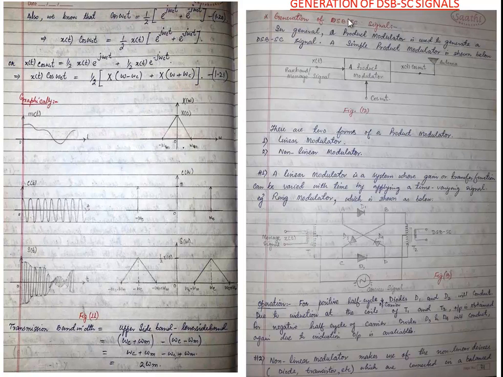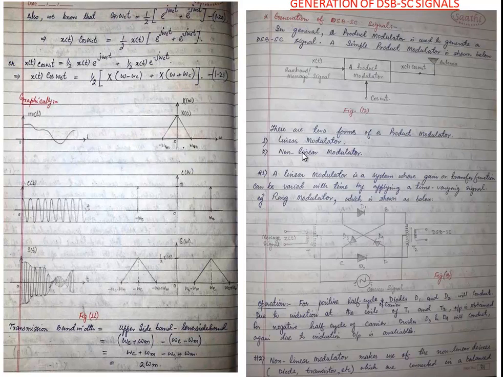Next is generation of double sideband suppressed carrier signals. How are these generated? In general, a product modulator is used to generate the signals. A simple product modulator is shown in the figure below. This is the message signal and this is the carrier signal. They are applied to the product modulator, and the output is your double sideband suppressed carrier signal. Now there are two forms of product modulator: one is linear, another is non-linear. First of all, we will discuss linear.